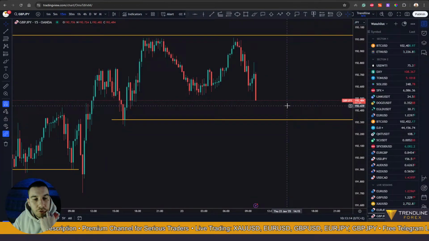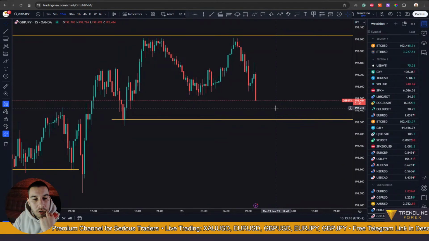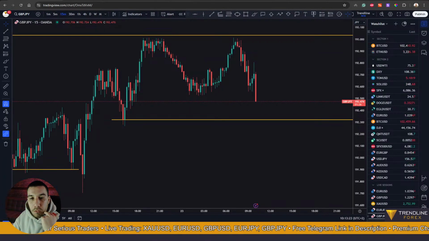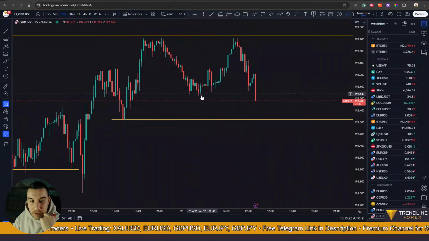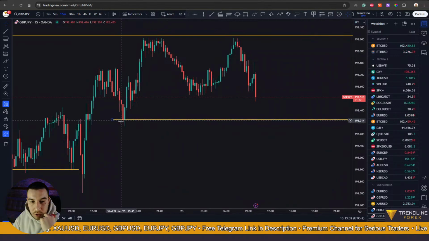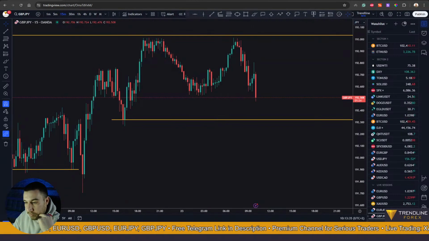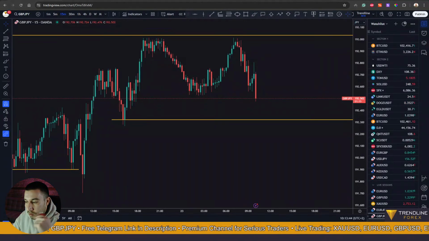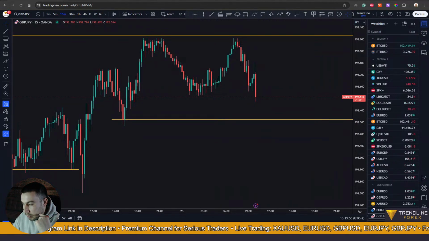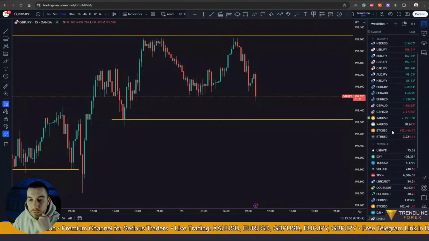A nice push here on GJ. Looks like we're gonna take out this structure here, but that's not enough for me. I want to see a nice strong reaction around this level here. Sweet, it was a long trade but worth it. That's good.